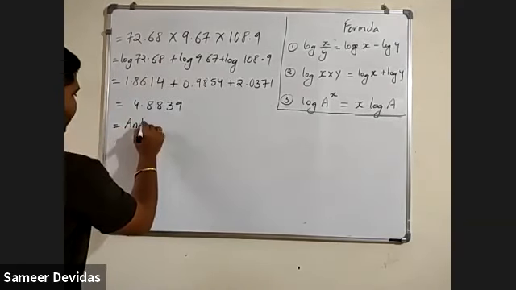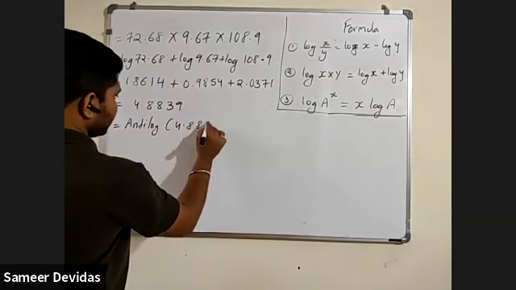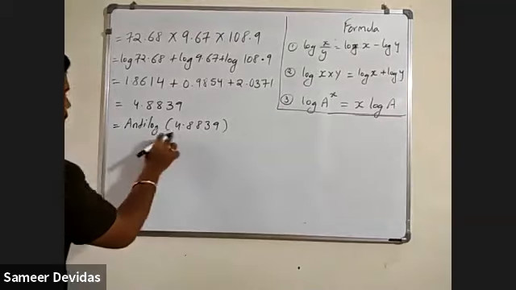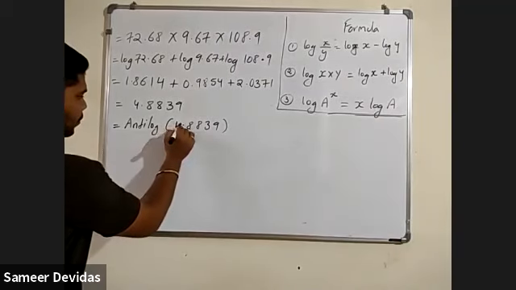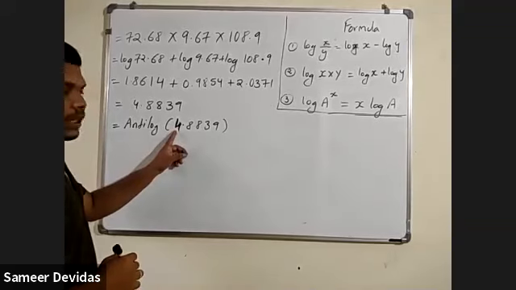You need to find out the anti-log of it now. 4.8839. Now in this you find out anti-log. Is there a negative sign on this? No, sir. Positive. Okay, positive. That means no need to follow the minus 1 plus 1 rule.